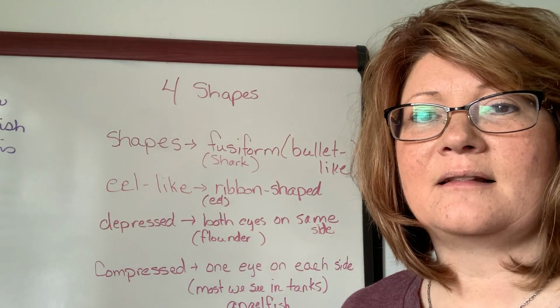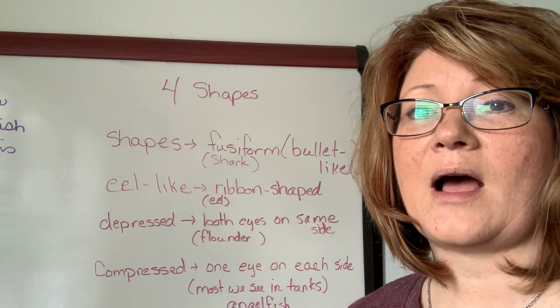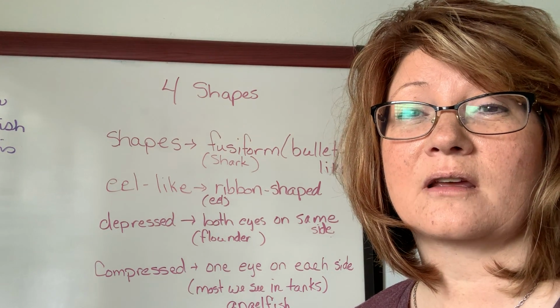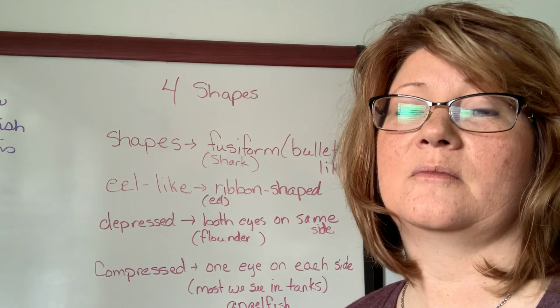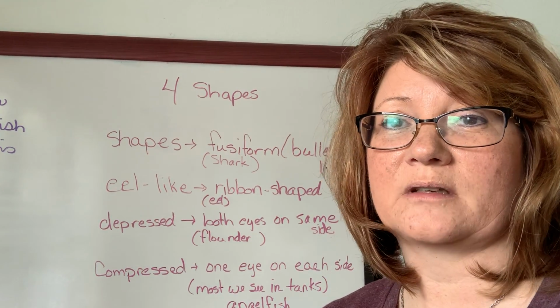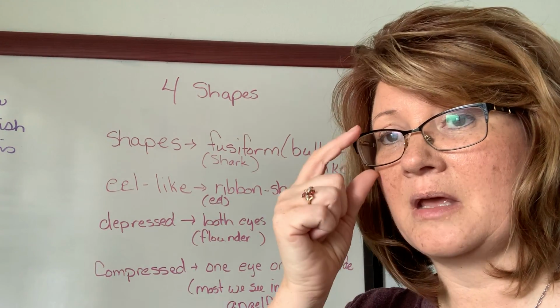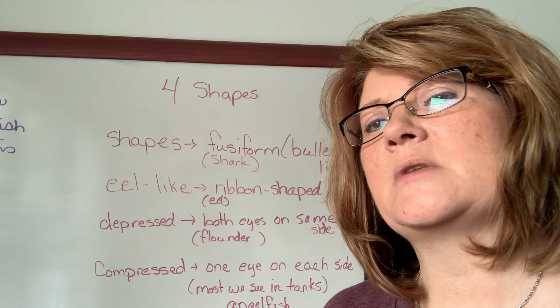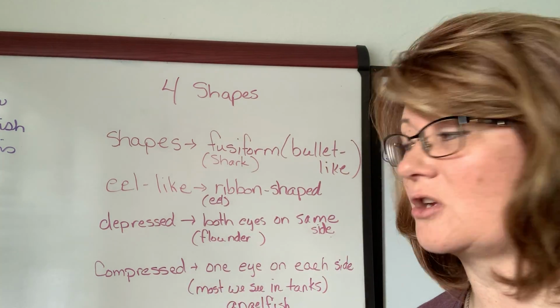And then we have the eel-like, which is a ribbon-shaped fish, and oddly enough, the eel is an example of that. But what that allows is them to be able to hide in crevices in the rock, and to be able to just dart out real quick for their prey, to be able to catch their prey. But it helps them to hide, so that's the benefit of that shape.